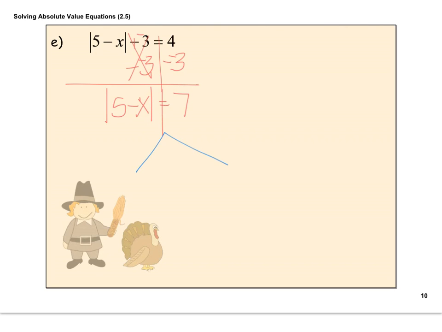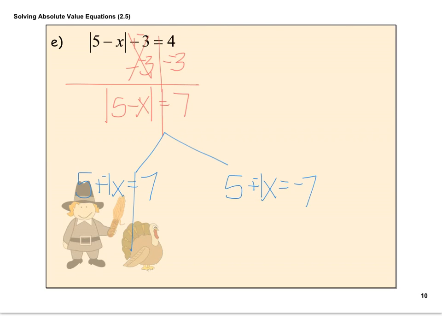So now let's break it apart. So we have 5 minus x equals a positive 7, and 5 minus x equals a negative 7. Let's do keep, change, and I'm going to put a little 1 in front of that x. Keep, change. Did it for both of them. I don't know why I did it that way this time, but that's okay.